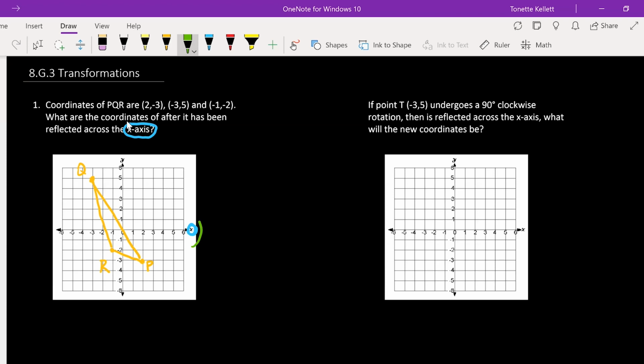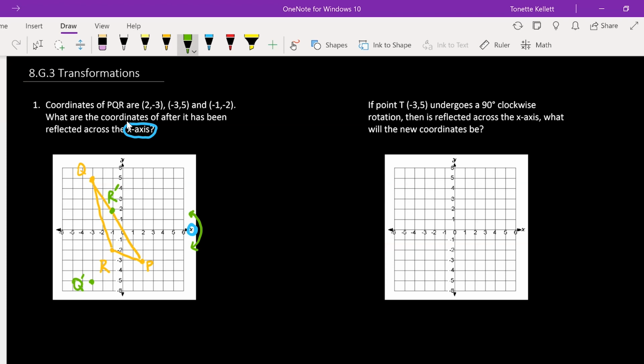So if the point is at the bottom, it's going to go to the top. If the point is at the top, it's going to go to the bottom. Q is at the top, so we need to reflect it to the bottom. It was -3, +5, so it will become -3, -5. And I'm going to put a Q with an apostrophe after it. All right, then we've got R, -1, -2 would be -1, +2. I'm just changing the sign of the Y. If it's negative, I'm making it positive. If it's positive, I'm making it negative.